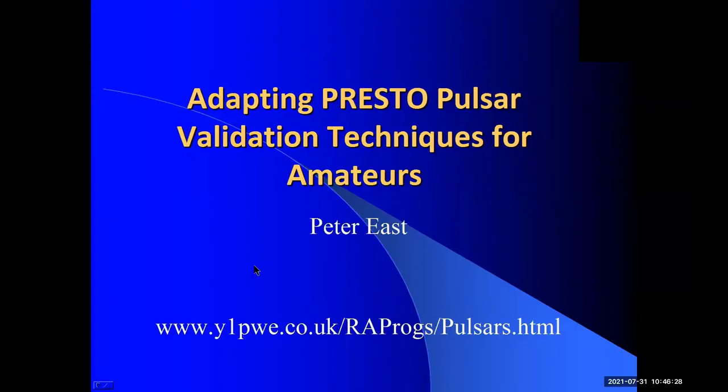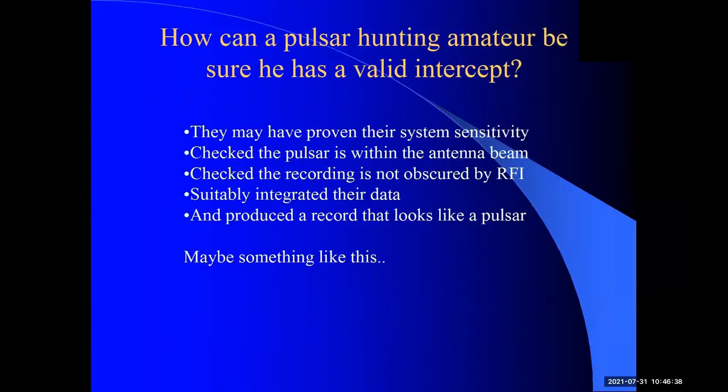So the talk is adapting PRESTO pulsar validation techniques for amateurs. If you're not into pulsars and wondering what this is all about, the question I'm expected to answer is: how can a pulsar hunting amateur be sure he has a valid intercept?